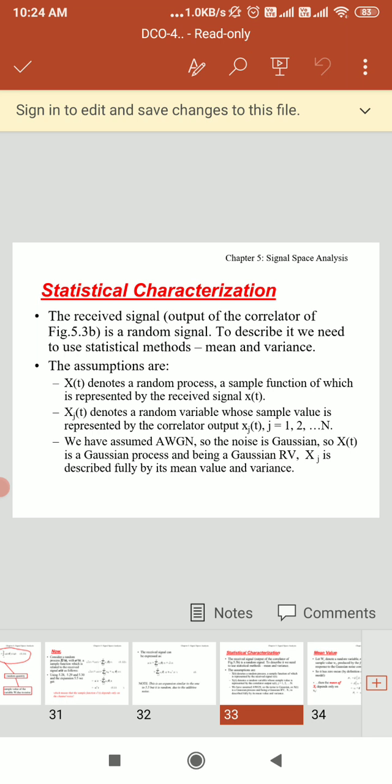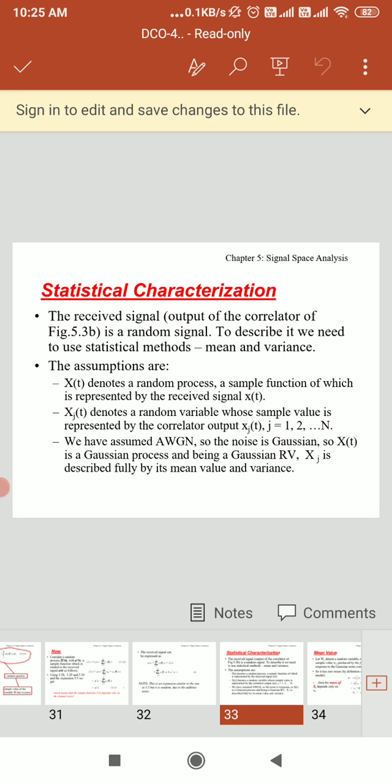These things we have seen in our third unit. So here we are considering x of t will denote a random process and a sample function of which we are representing by the received signal x of t. So here we are denoting Xj of t as a random variable whose sample value is represented by the correlator output xj of t, where j equal to 1 up to n. So we can assume that AWGN, additive white Gaussian noise, has mean equal to 0.